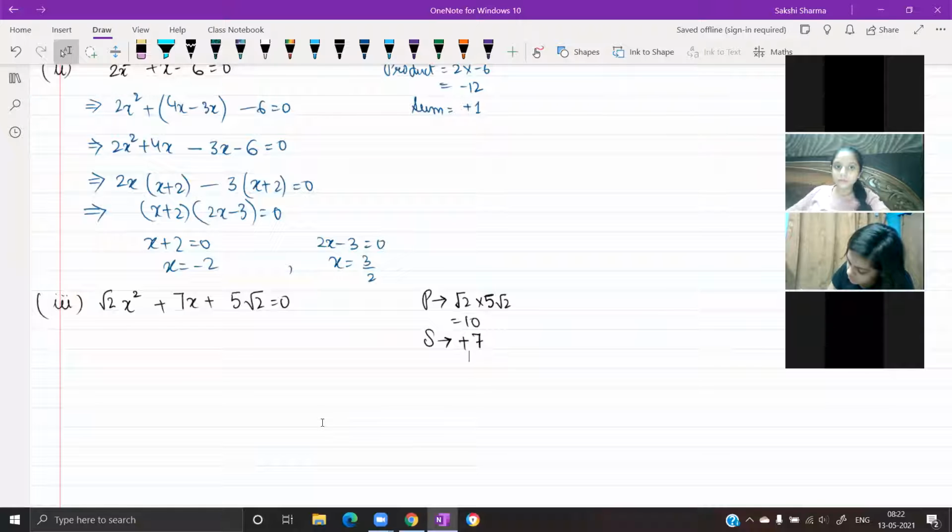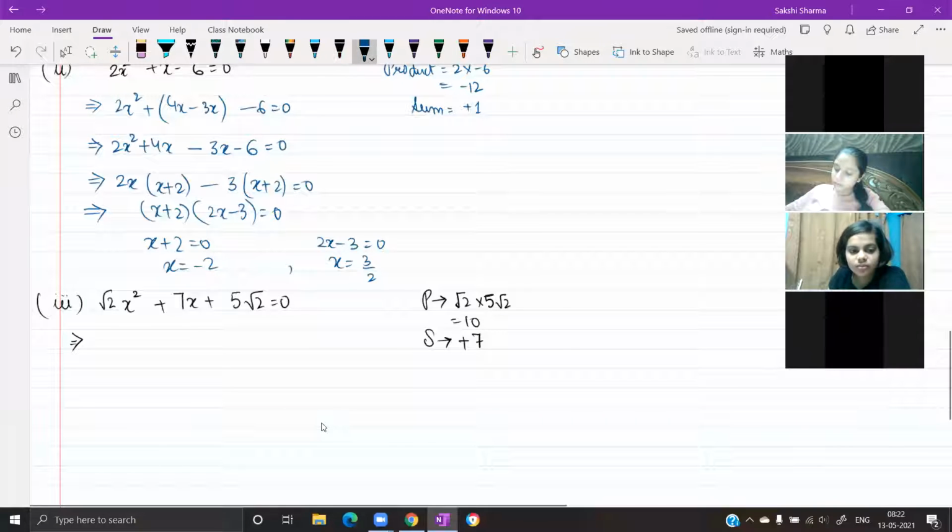Factorizing √2x² plus 7x plus 5 times under √2. The product required is 10 and the sum required is 7. So split your middle term in such a way that the sum should be 7 and the product should be 10. This one's actually very easy if you want to split the middle term, but the part where you regroup and take common factors, that's a little tricky.